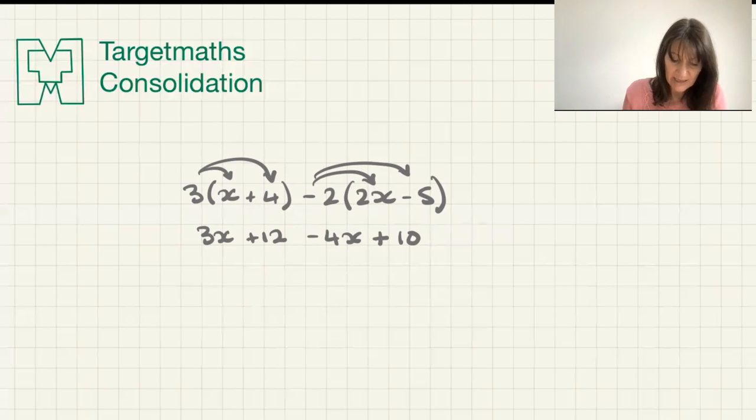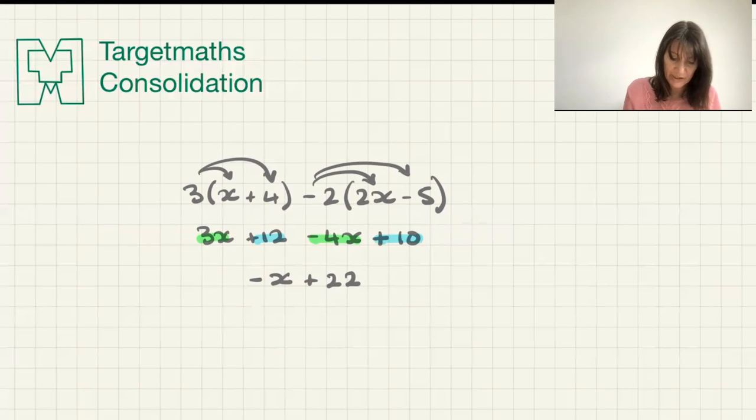Now we're going to collect up our x's. So I've got 3x, take 4x, that's going to be minus x. And then I have obviously got my numbers. I've got 12 plus another 10. I've got plus 22. So if you've got that answer, again, really, really well done.